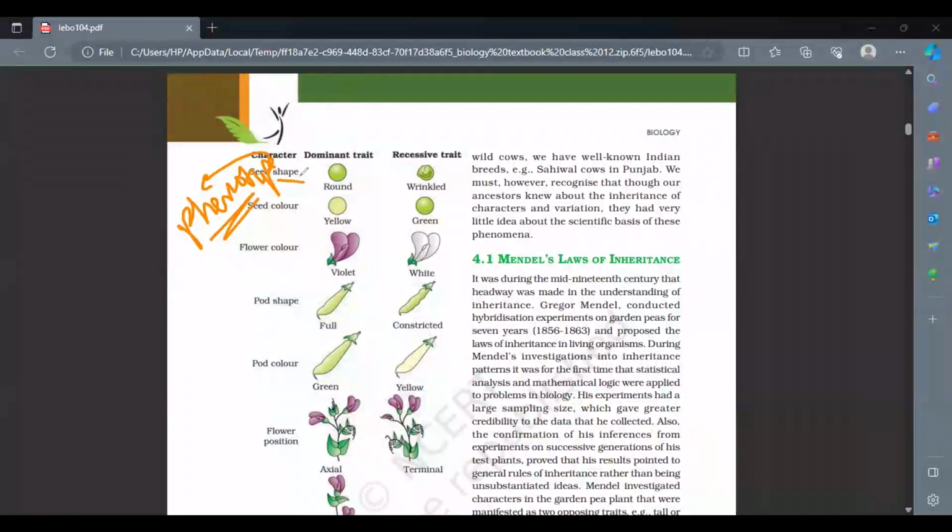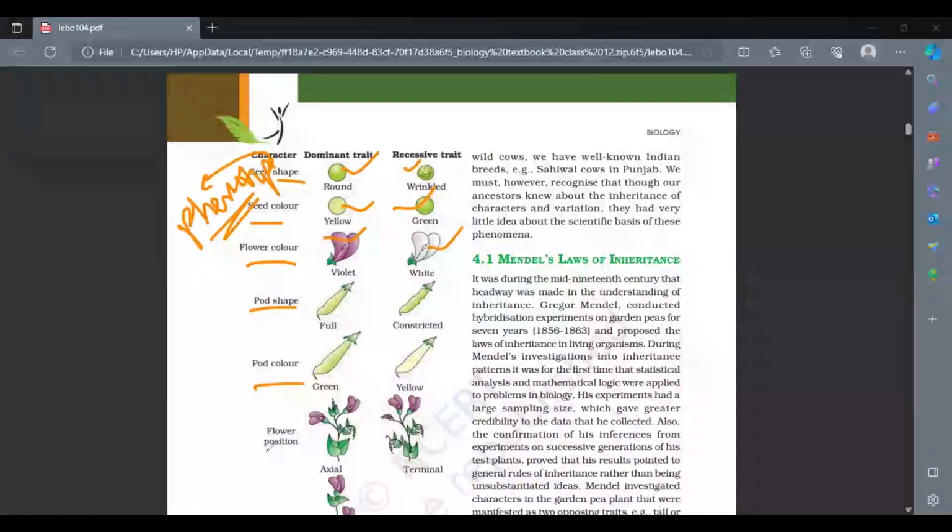So, for example, the seed shape, whether the seed shape is round or wrinkled. Then he talked about the seed color, whether it's yellow or green. Then the flower color, whether it's violet or white. Then the pod shape, whether it was a constricted pod or a full pod. And the pod color was there. You know what the pod is, inside which you can find the seeds of the pea. That's called the pod.